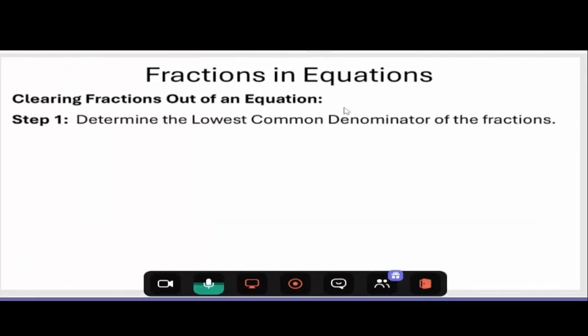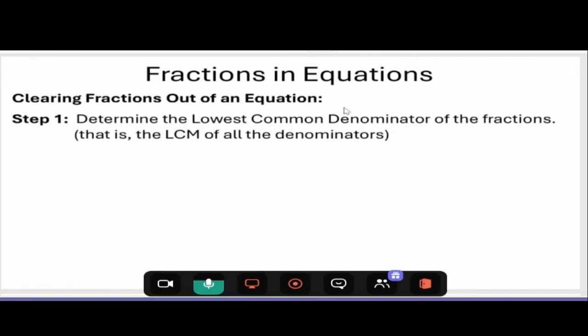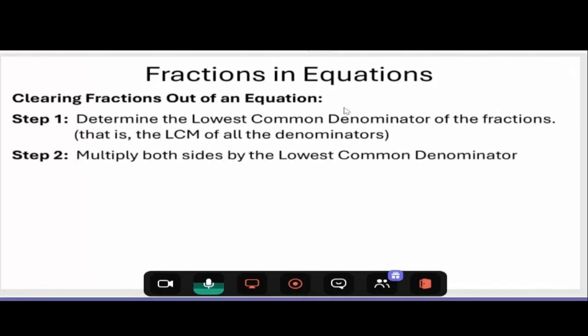Okay, so here are the steps that we're going to follow, and when this is done, you can screenshot it. I'll also come back to it at the very end of the slideshow, or if you want, I can send you a picture of this slide. So the first thing we're going to do is look at all the fractions that are in the equation and figure out the lowest common denominator, as if we were going to add or subtract them, but we're not. So that's the lowest common multiple of all the denominators.